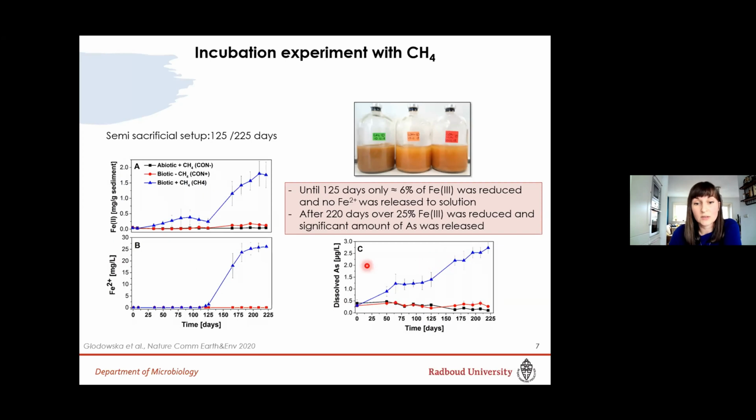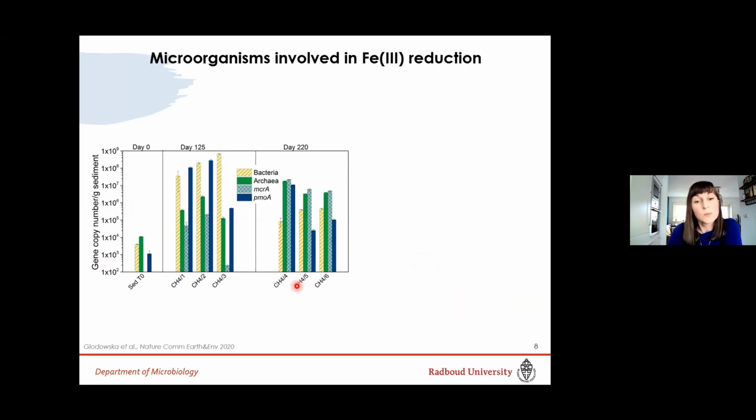Overall, at the end of the experiment, after 220 days, we saw that up to 25% of iron was reduced, and a significant amount of arsenic was released to the water. So that was quite exciting, because this already showed that methane is driving this iron reduction as the only electron donor and only carbon source. Clearly, it stimulated reductive processes. So we wanted to know, of course, what microorganisms are involved in this process.